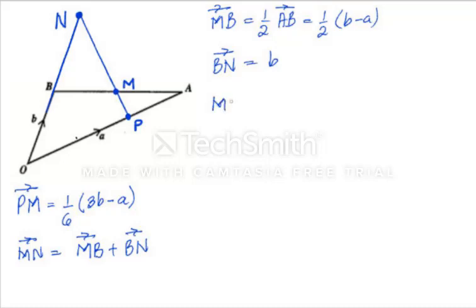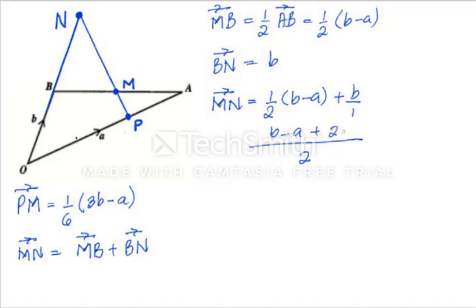So it means that MN would be the vector MB, which is a half (B minus A), plus B. I'm going to put this over 1. The LCM is 2. 2 into 2 is 1. 1 times B minus A is B minus A, plus 1 into 2 is 2. 2 times B is 2B. So this would be equal to (3B minus A) over 2. And this is just another way of saying a half of 3B minus A.